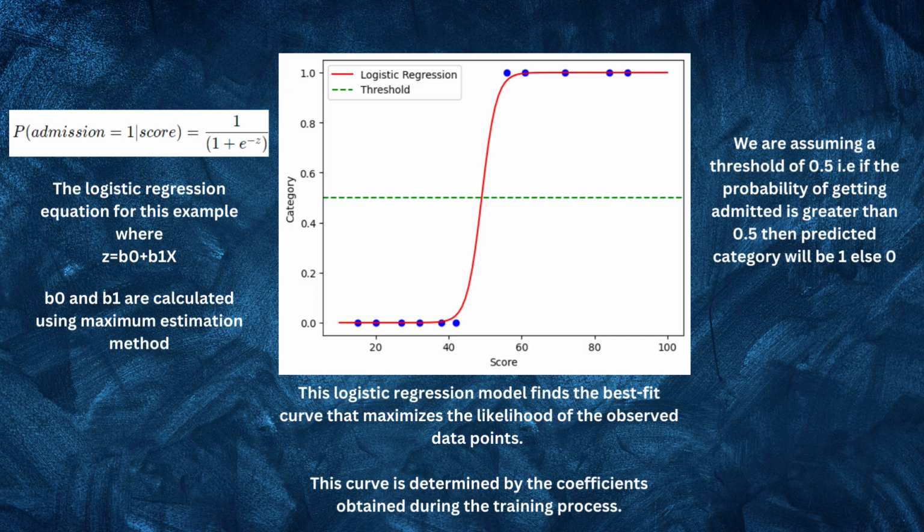Convergence occurs when the model has reached a point where further updates to the coefficients would not significantly improve the model's performance. After the coefficients are plugged into our logistic function, we will get the curve for our logistic regression model. This logistic regression model finds the best curve that maximizes the likelihood of the observed data points. We also set the threshold to which the probabilities will be compared. Let's assume that the threshold for our example is 0.5. If the probability for a particular score is greater than 0.5, then the predicted category will be 1, else 0.